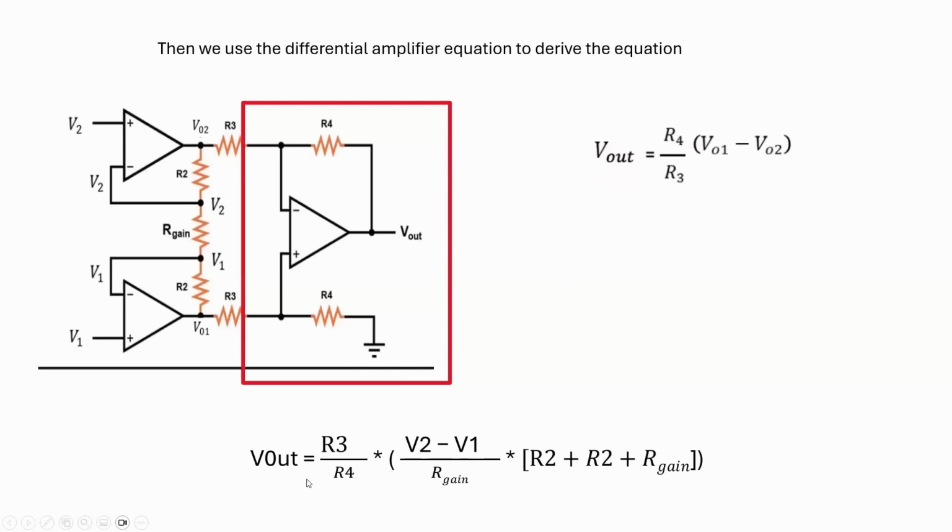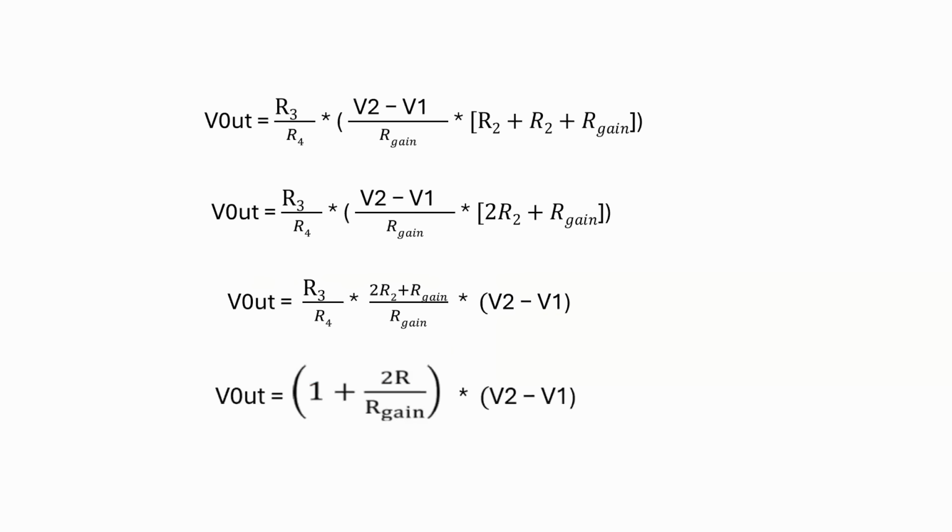In here I put R4 divided by R3, times Vout, I put the previously found term for VO2 minus VO1. Then we can further simplify. We know R2 plus R2 means 2R2 plus R gain. We can shift the R gain to this side because it is a multiple. Then the resistances are in one term, the voltage terms are on one side, and R4 divided by R3. This last step is a special case.